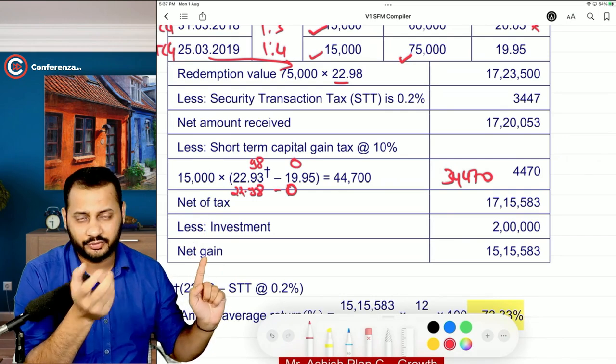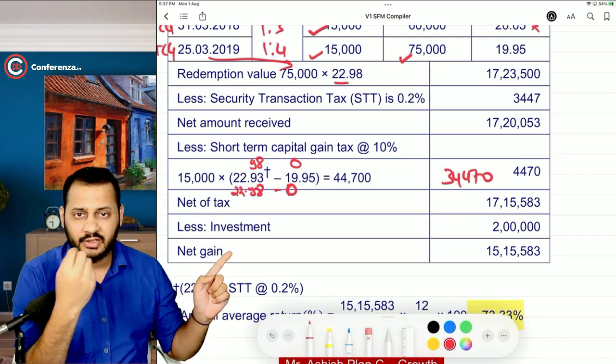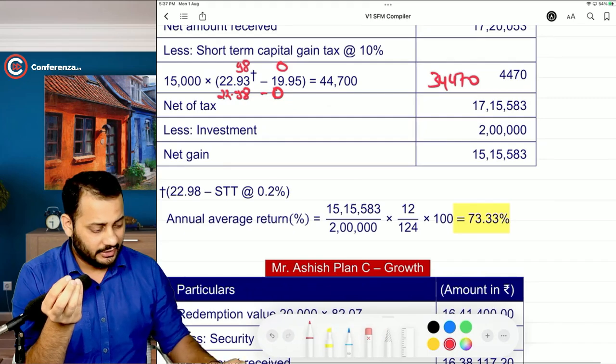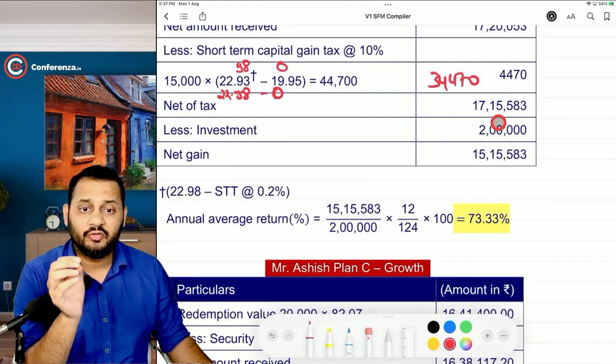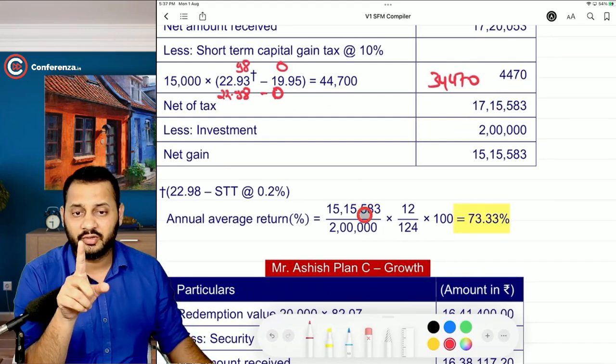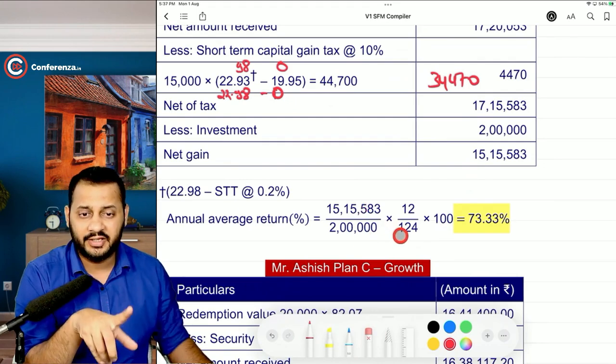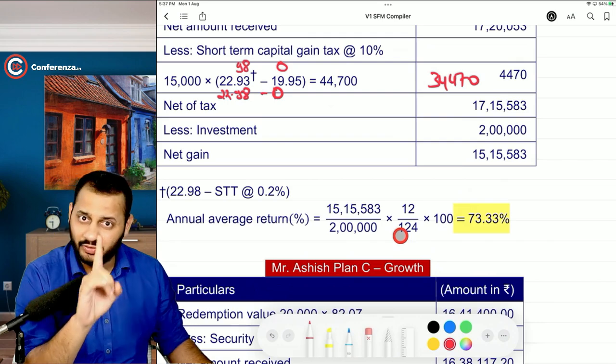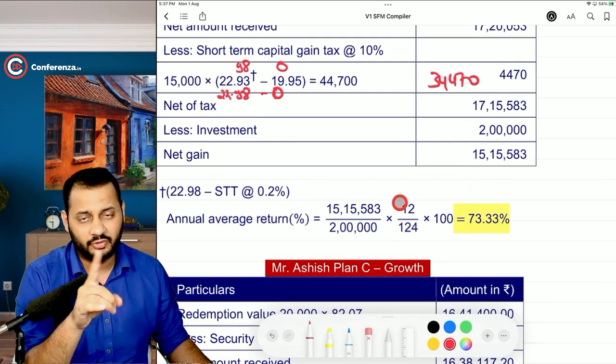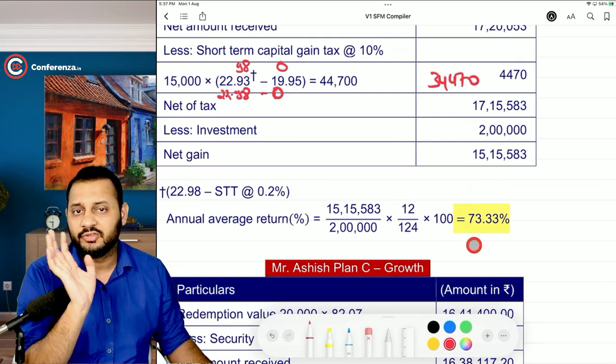This is again the same procedure. 15,15,000 becomes the net gain, and that 15,15,000 is the gain for 124 months. So make sure that you are calculating the return, but this return is for 124 months. Divide it by 124 months to convert it into a 1 month return, multiply it by 12 to make it a per annum return. This is your final answer.